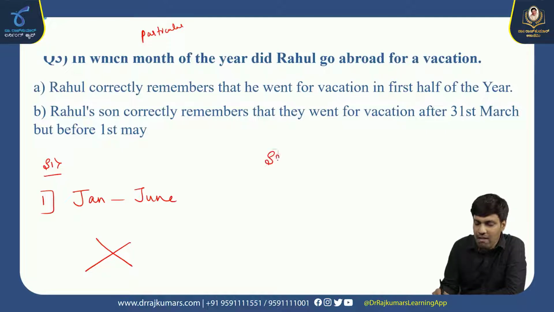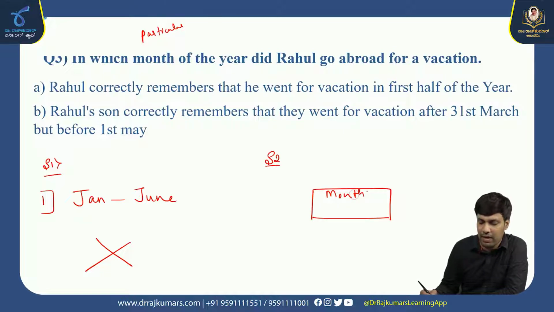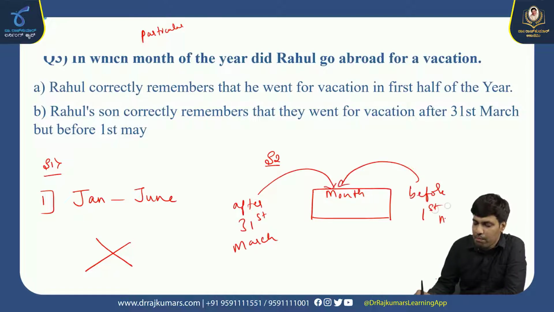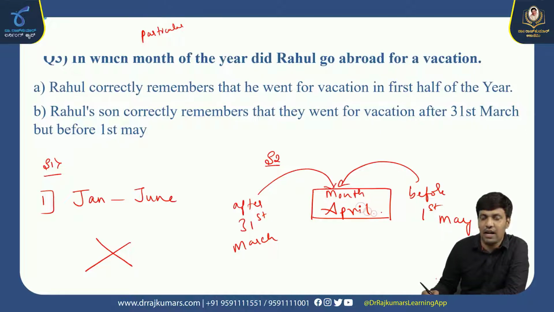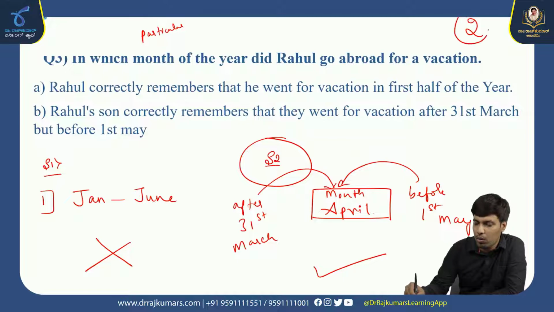Coming to statement 2, Rahul's son correctly remembers that they went for a vacation after 31st March but before 1st May. We are in need of a particular month. Before 1st May and after 31st March, we have only one month, that is April. We got the correct month in which Rahul went abroad for a vacation. We got the answer only by statement 2, right? There is no necessity of statement 1 for this problem and only statement 2 is necessary. So the right answer for this problem is statement 2 or option number 2.